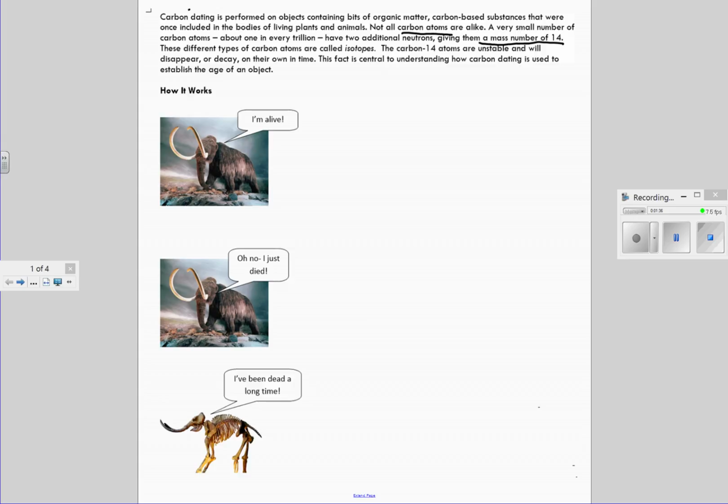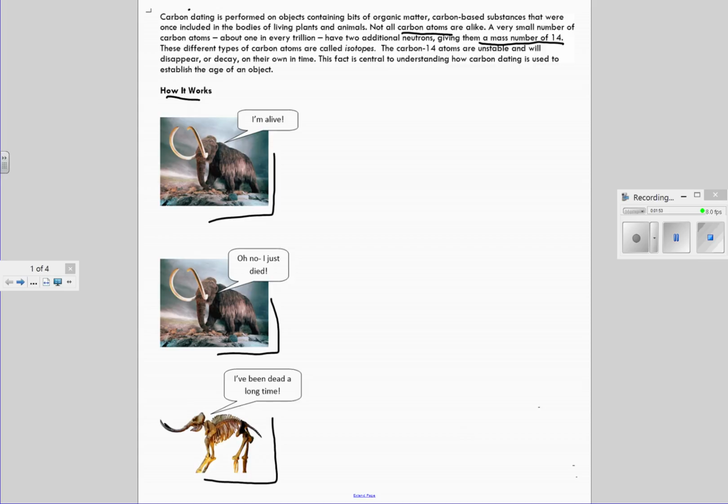So if you look here, we have our mastodon under how it works at 3 different phases. Here, the mastodon's happy because it's alive. And then the second picture says, oh no, I just died. And in the third picture, it's, oh, I've been dead a really long time. And this is Miss PB having fun with her clip art.